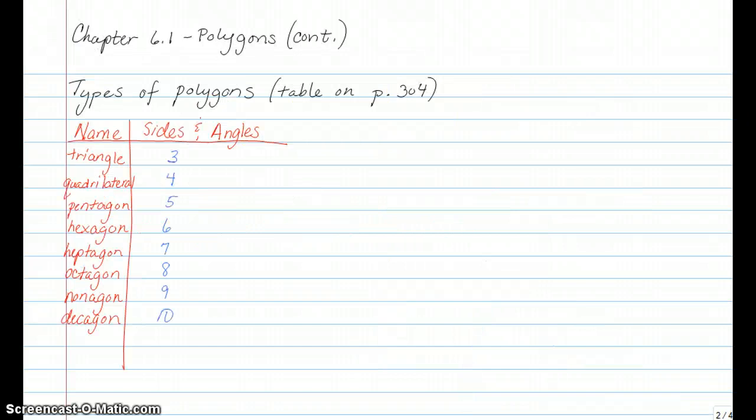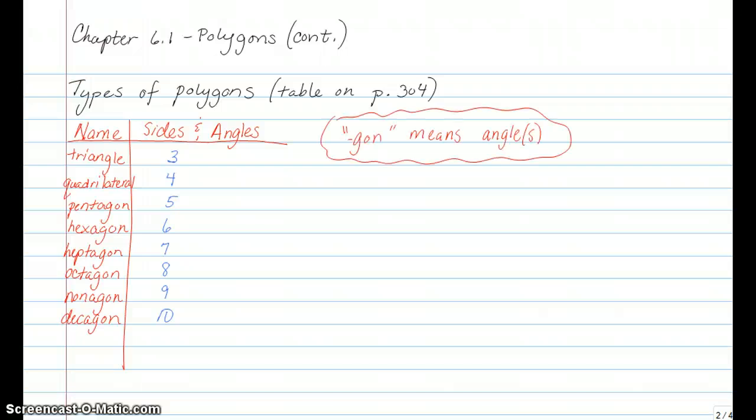The types of polygons, one of the things you'll be using for classification, comes from a table on page 304. There are sides and angles for these various polygons. Triangle, 3 sides and angles. Quadrilateral, 4 sides and angles. Pentagon, 5. Hexagon, 6. Heptagon, 7. Octagon, 8. Nonagon, 9. And decagon, 10. The suffix gon, which you see on many of these polygons, means angle or angles.